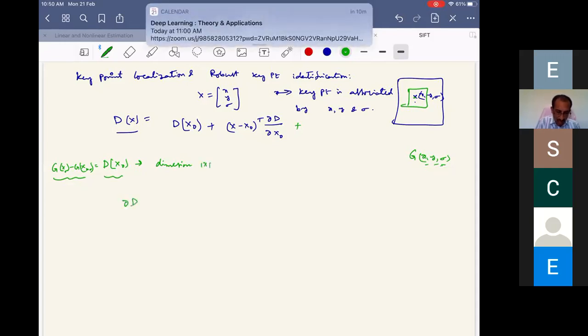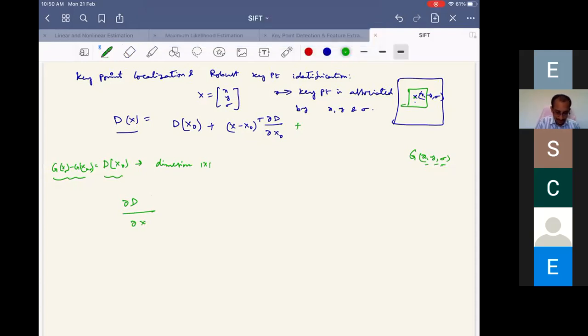Now the question is, dou d of x naught by dou x, what is the dimension of this? What do you think is the dimension of dou d by dou x? X here, as you can see, what is the dimension of x? 3 cross 1. And hence dou d by dou x dimension is how much? This is one dimensional and this is three dimensional. So what will be the dou d by dou x dimension? Three dimensions. Very good.